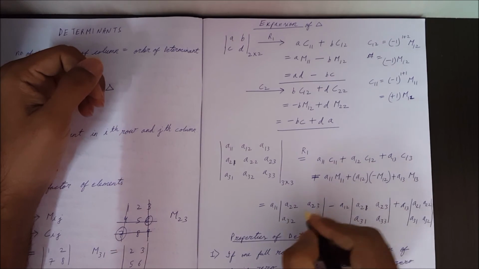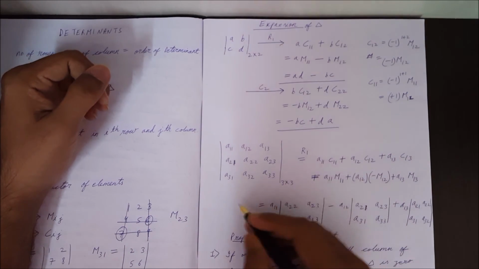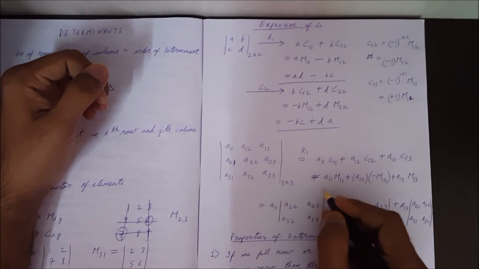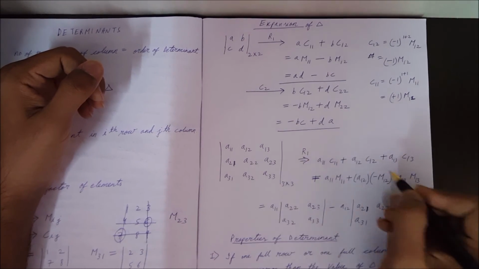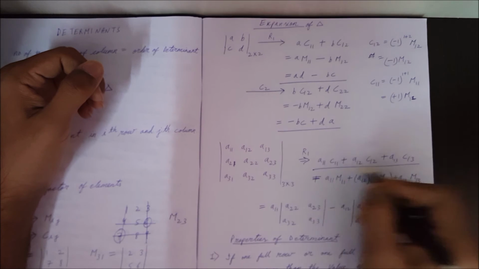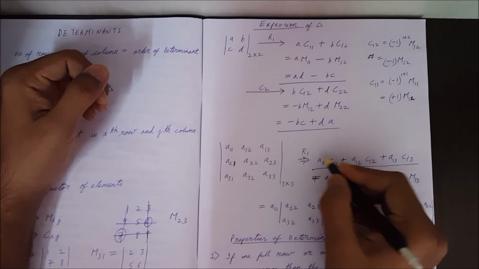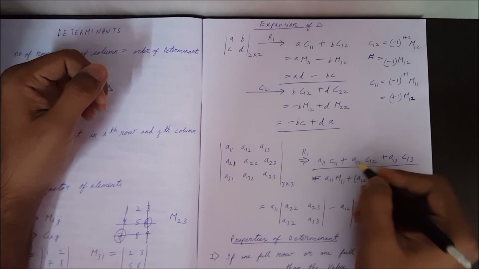Likewise, we can do the expansion for a determinant of any order. We just need to keep in mind that it is the multiplication of the elements of that row with the cofactor of that element.